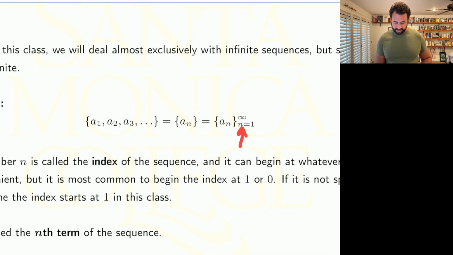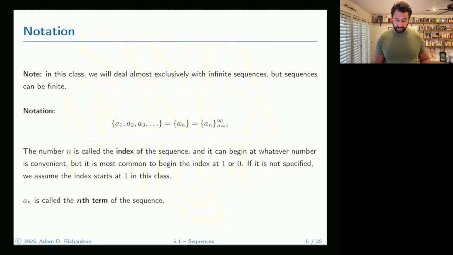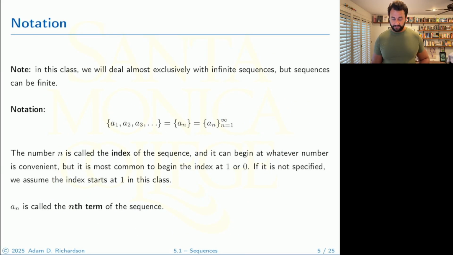That number n, this is what's called the index of the sequence. It can begin at, well, really whatever number is convenient. Don't feel like it has to start at 1 or 0. It can start wherever you really want it to start. It could even be negative, and you'll see that later on. You definitely see it when you start studying things like Laurent series later on, for those of you that are going to take a complex analysis course.